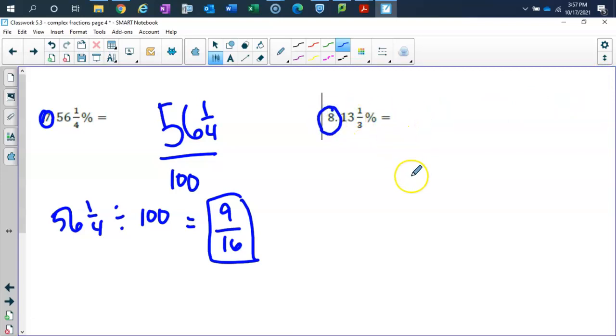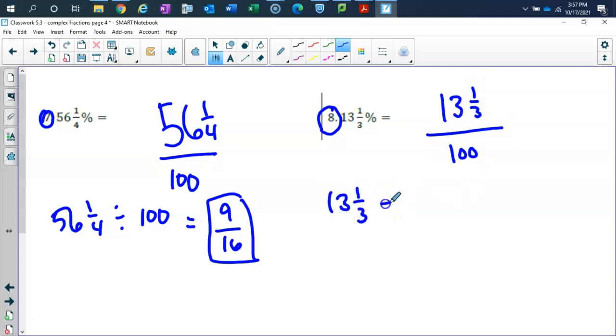Go. Well, again, every percent in the world is out of 100. 13 1/3 over 100. So you do 13 1/3 divided by 100. When you punch this into your calculator, you are going to get 2/15.